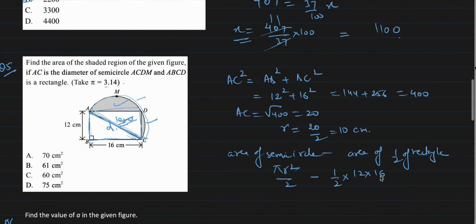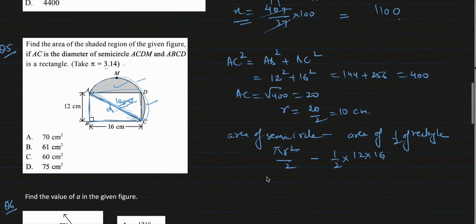Now the value of 3.14 is given for pi and the radius is 10, so 3.14 into 10 into 10 by 2 minus this, cancel out, which is 6. 16 into 6 is 96, and when I solve it, it is 314 by 2 minus 96. 314 by 2 is 157. So 157 minus 96 will be 61. That's the answer. I hope it's clear, students.